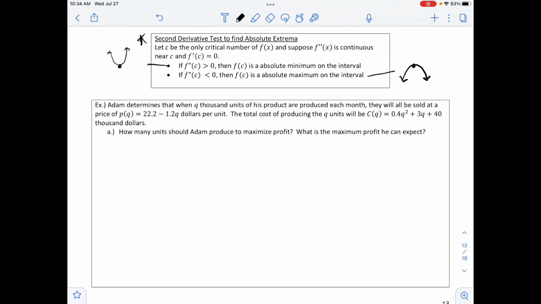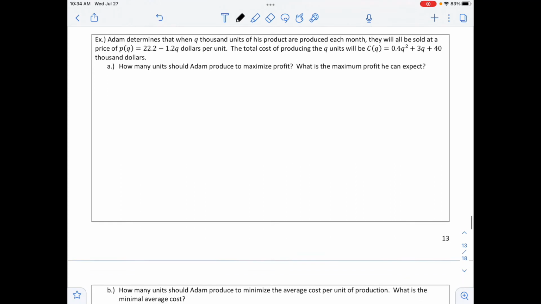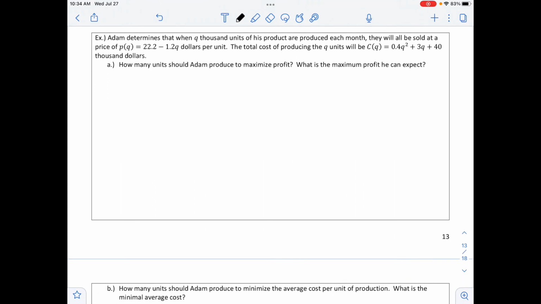So the example right below says Adam determines that when Q thousand units of his product are produced each month, they will be sold at a price of P of Q equals 22.2 minus 1.2Q dollars per unit. The total cost of producing the Q units will be C of Q equals 0.4Q squared plus 3Q plus $40,000. How many units should Adam produce to maximize profit? What is the maximum profit that he can expect?